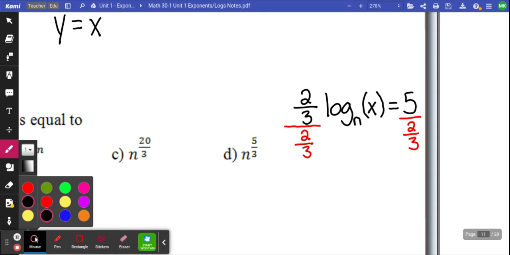I'm going to change that to a fraction. It's 15 over 2. Therefore, I now have log n of x equals 15 over 2. Right? I put brackets around this in my calculator.